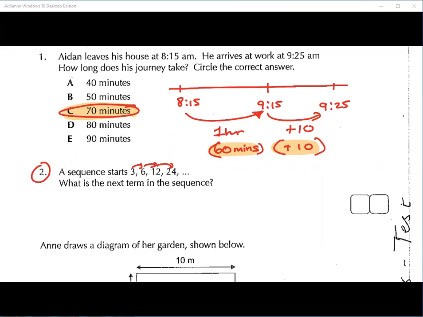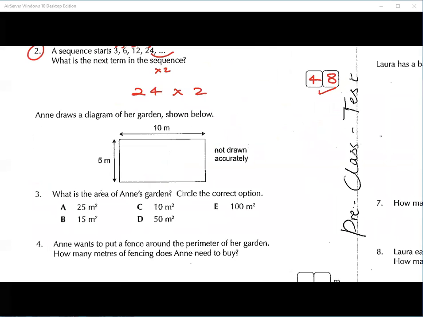Times 2. Fantastic, lovely answer. So what's 24 times 2? 24 times 2 would be 48. Fantastic. 24 times 2, you have to double it. If you double the 4, it gives you 8. If you double the 2, it gives you 4. Done. Thank you for that, Mr. Talha. You can mute yourself now.